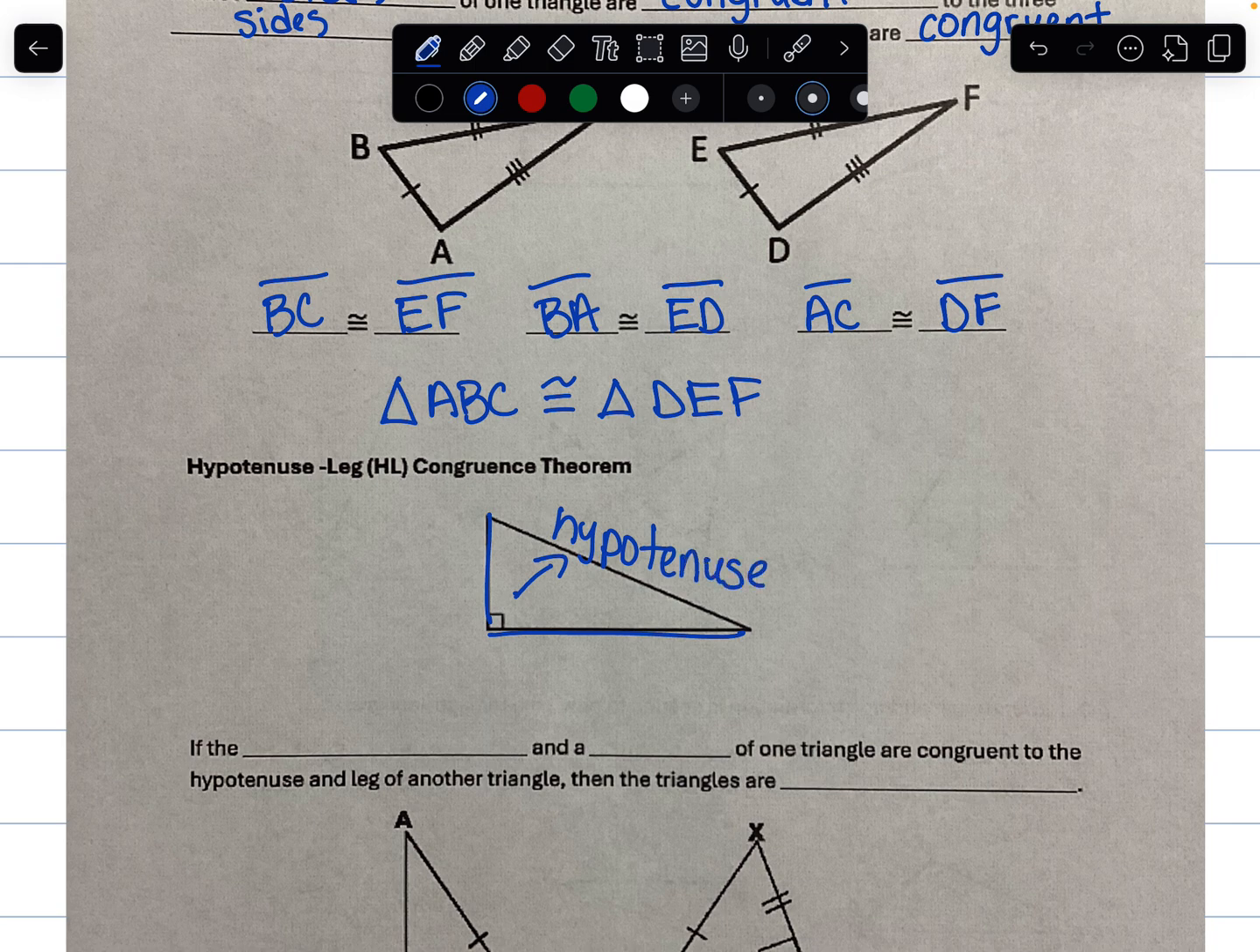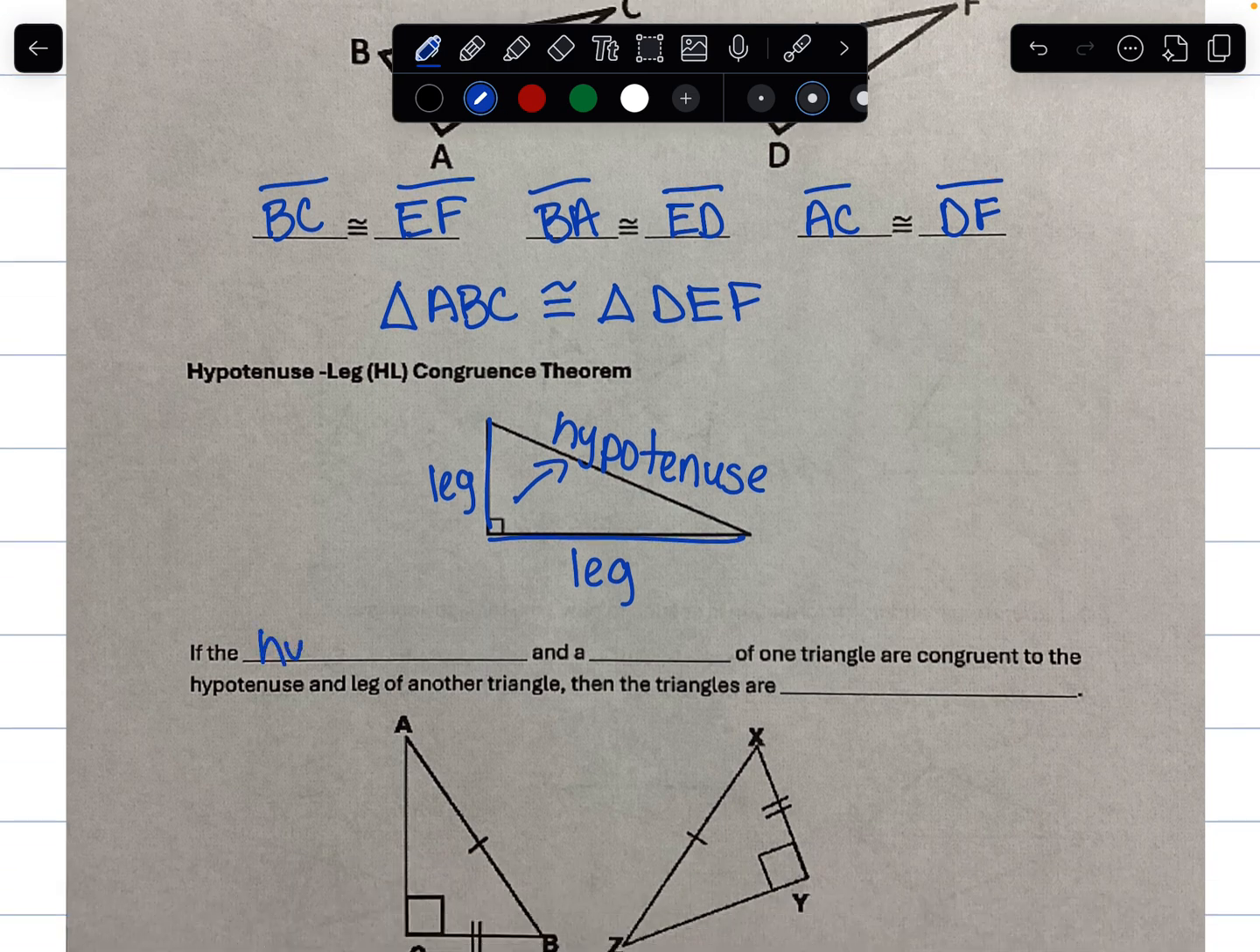Does anyone remember what we call the other two sides of our triangle? Somebody said legs, yes. Okay, so right triangles have two legs which connect to form a right angle, and then the hypotenuse is directly across from the right angle. So it says if the hypotenuse and a leg of one triangle are congruent to the hypotenuse and leg of another triangle, then the triangles are congruent.